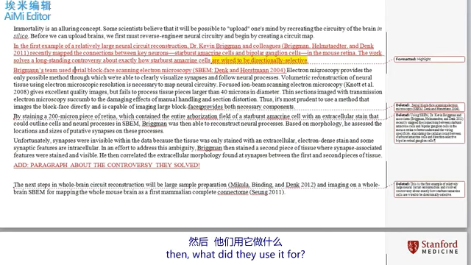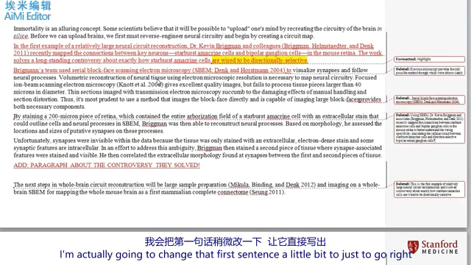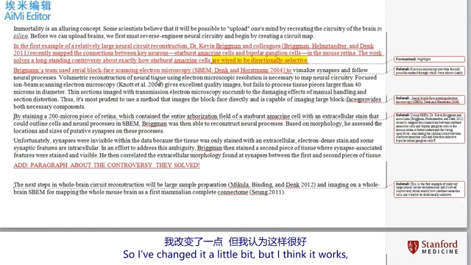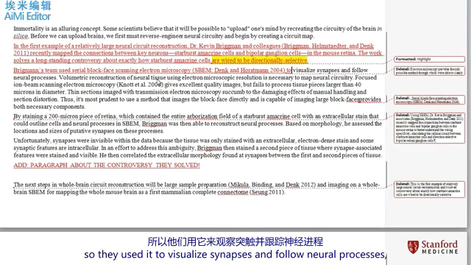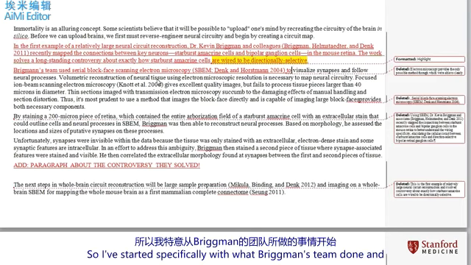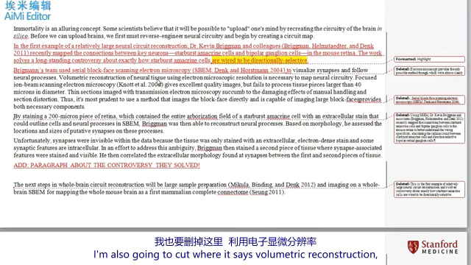And then what did they use it for? Well, they used it to visualize synapses and follow neural processes. So I'm actually going to change that first sentence a little bit to just go right into what Brigman's team used the electron microscopy for. So I've changed it a little bit, but I think it works. So they used it to visualize synapses and follow neural processes. That was the goal of this type of microscopy. So I've started specifically with what Brigman's team did, and then I can go into some of the details about the different types of microscopy if it's needed.